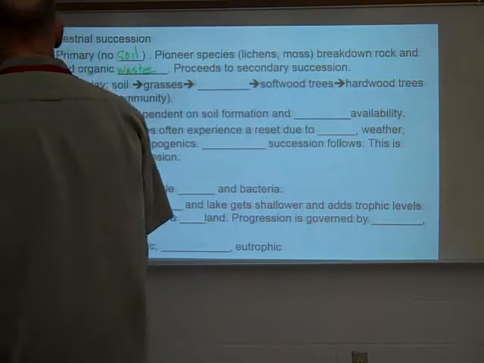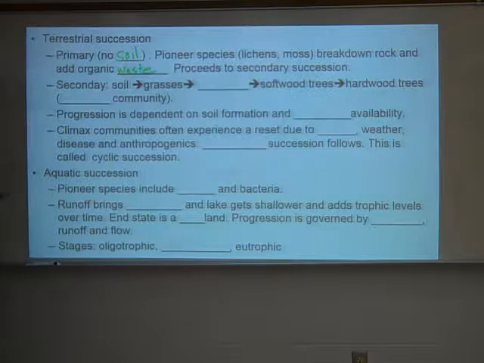Okay, so succession is basically the order or progression of different types of species that typically takes place when you have a new, in this case, terrestrial environment. We'll talk about what happens on land first. And there are really two types, one of which is primary succession. Primary succession is pretty rare, actually.